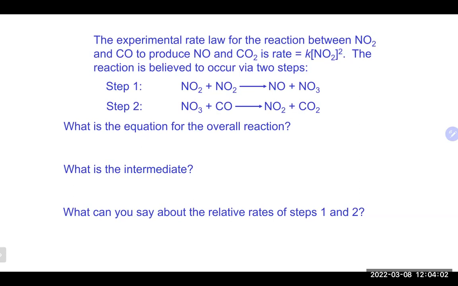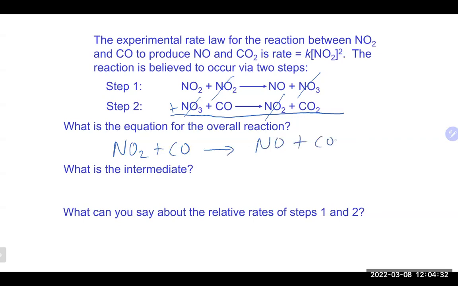So start with the first one, which is what is the overall reaction here? All we need to do is basically add them together. In this case, I have NO3 on the left and NO3 on the right. That's going to cancel. I have NO2 on the right and NO2 on the left that cancels. I think that's all that cancels. That leaves us on the left-hand side NO2 plus CO. On the right-hand side, we have NO plus CO2. Here would be our overall reaction. Any questions on that one there?